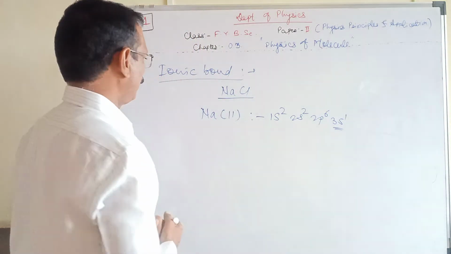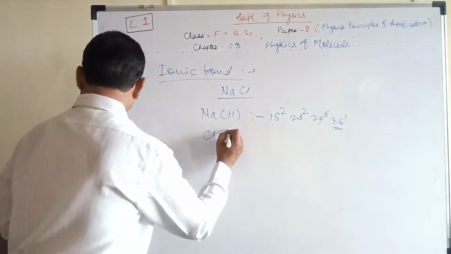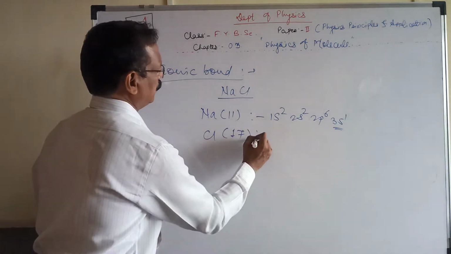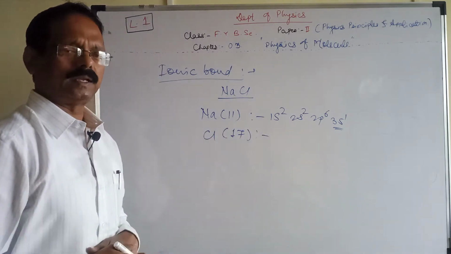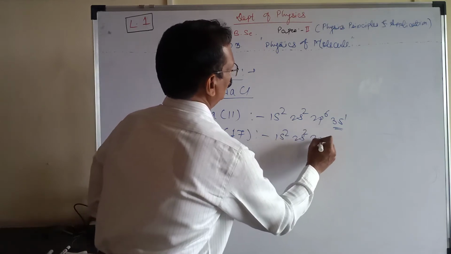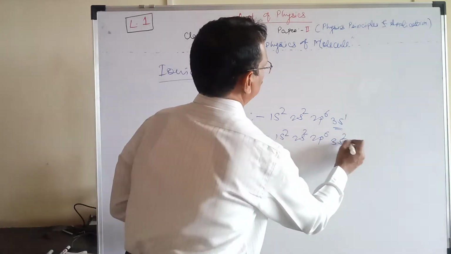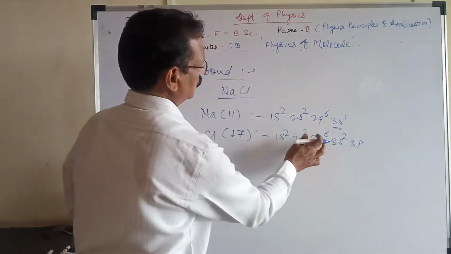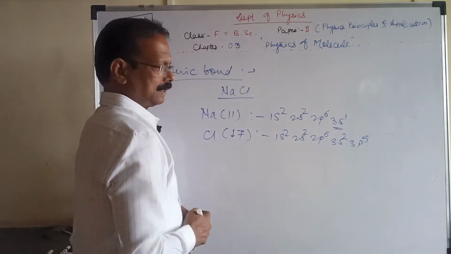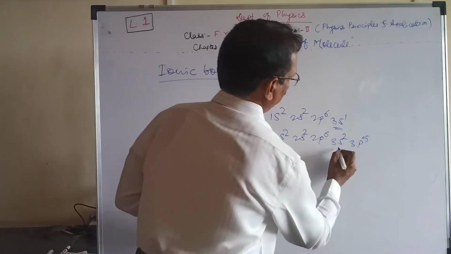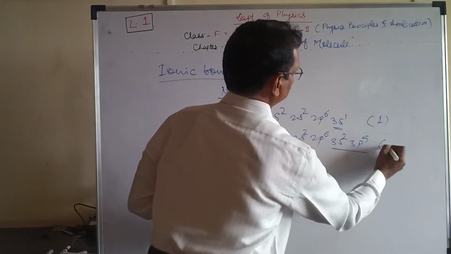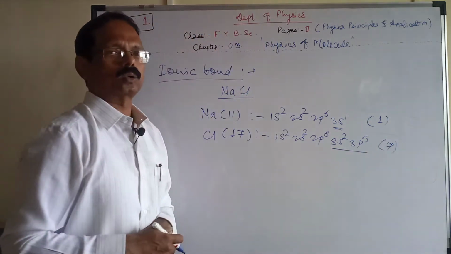Now what is the atomic number of Cl? The atomic number of Cl is 17. So what is the electronic configuration of Cl? It is 1s2, 2s2, 2p6, 3s2 and 3p5. So in the third orbit, there are 7 electrons in the outermost orbit.